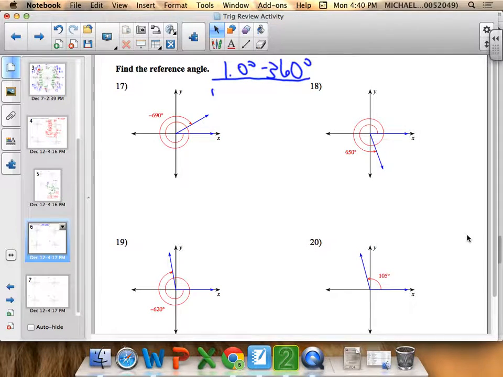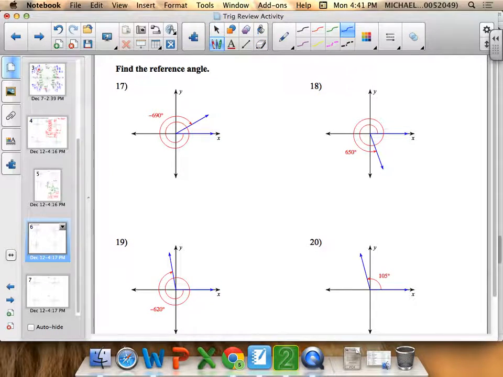All right, finding the reference angle. I'm going to erase this. To find the reference angle, you have to call upon what we just did, the knowledge from the previous four, of getting the given angle in between 0 and 360 degrees. One revolution around the unit circle is 0 to 360 degrees.